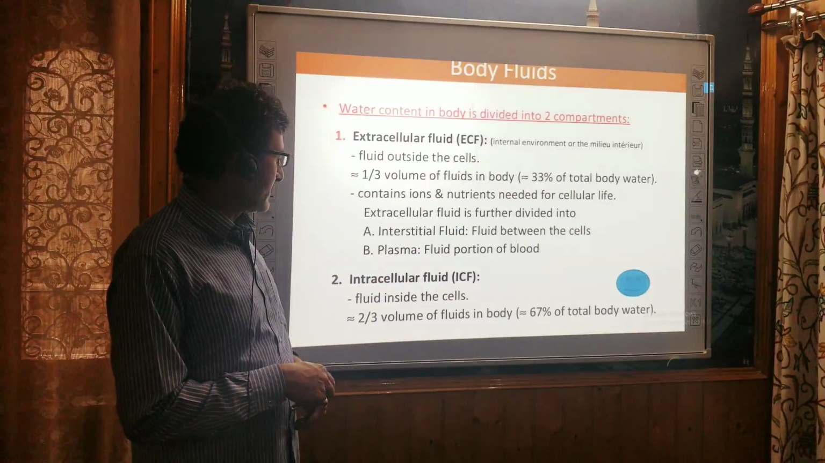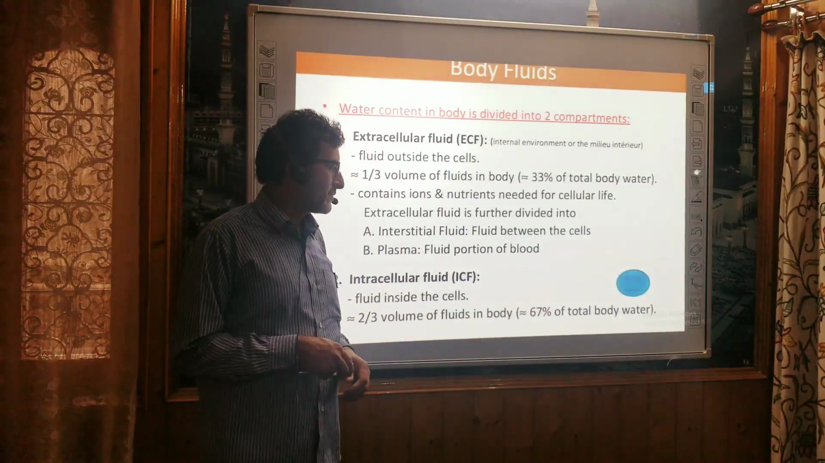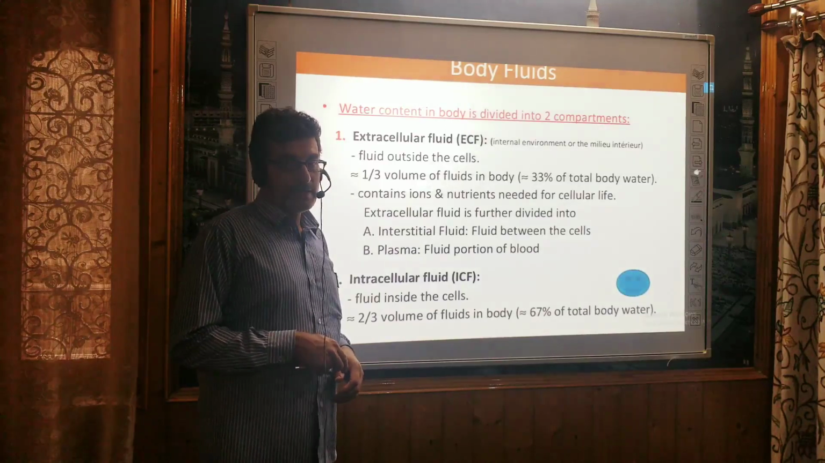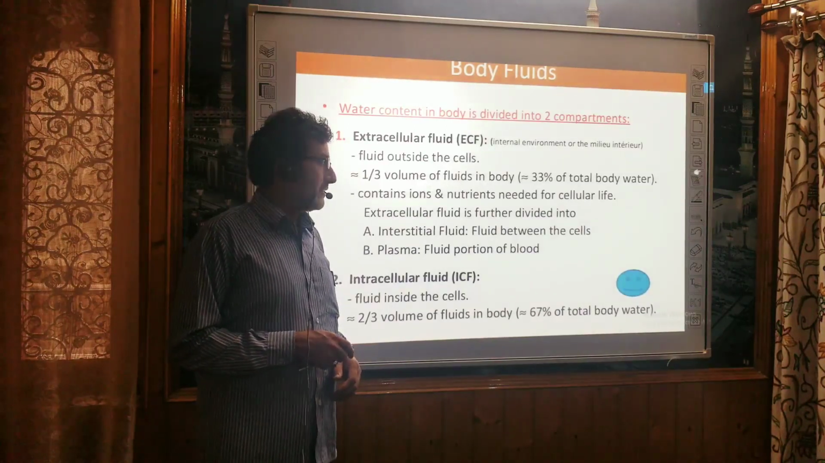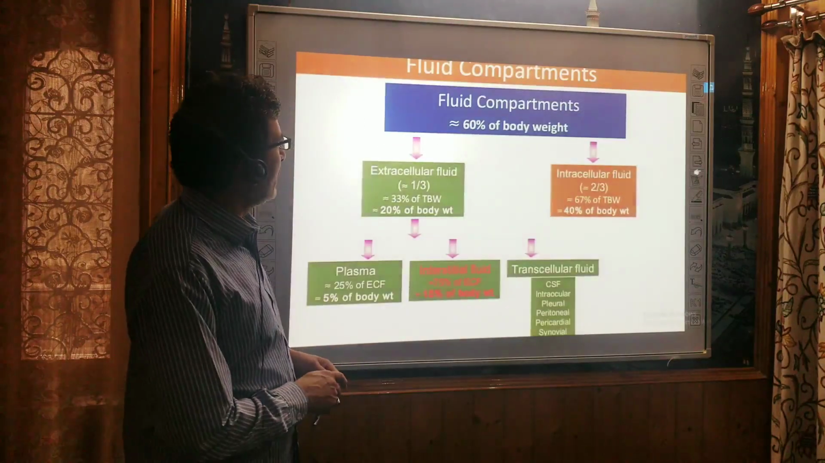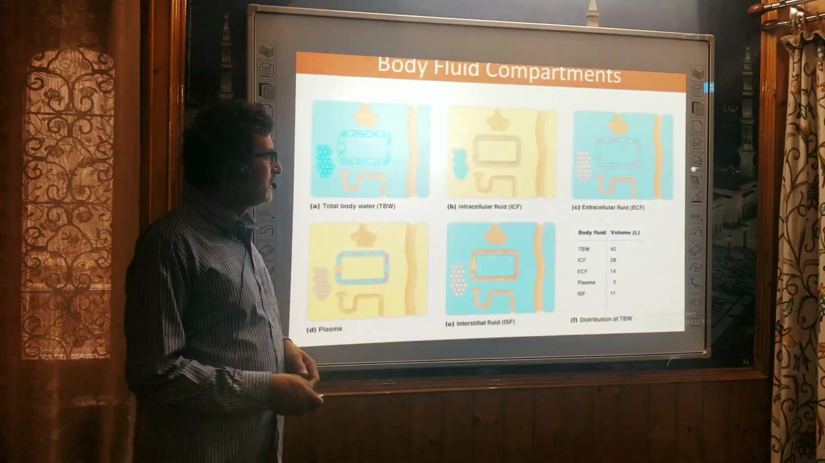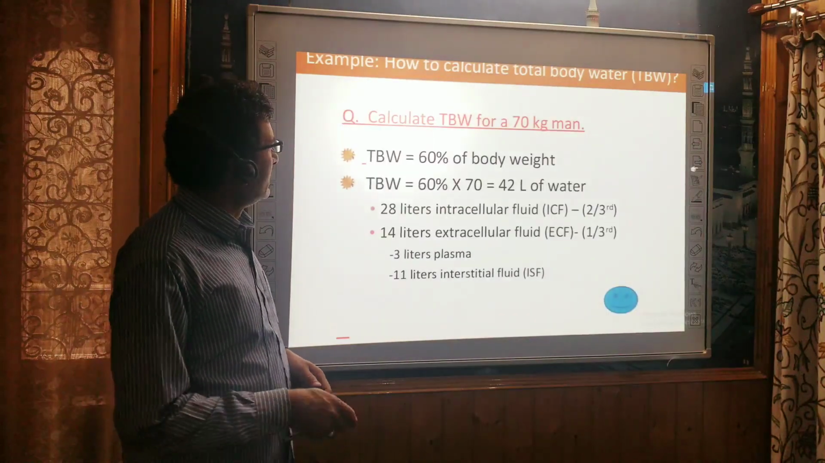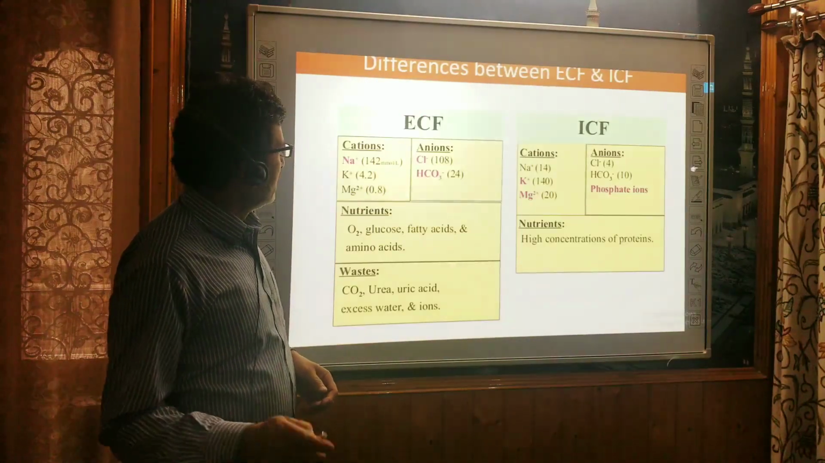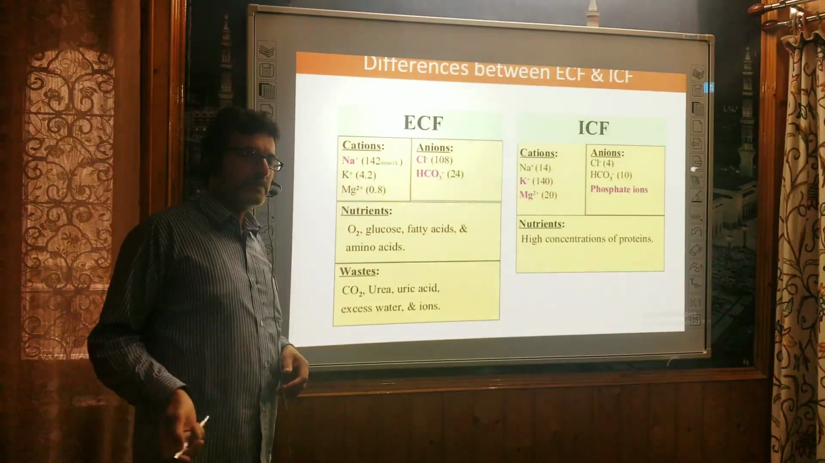Intracellular fluid is inside the cells. This should be greater, 67% of the total body water. Otherwise, dehydration takes place and that causes serious damage to the kidneys. Fluid compartments will be discussed later on. This is the ECF and ICF calculation. We do it in pathology.